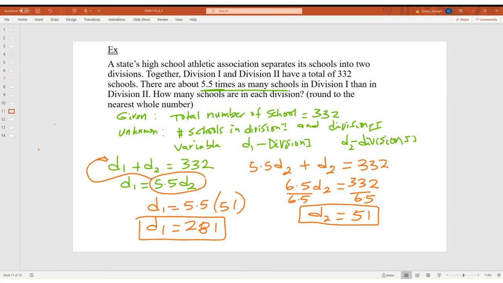Any question on how we strategize: figure out what is given, find out what is unknown, assign a variable for the unknown, write the equations. There are two equations. One is the overall general equation, which tells you the two divisions have 332 schools. The second equation relates Division 1 and Division 2, which says Division 1 is 5.5 times Division 2. Then substitute, S stands for substitute, and solve the equation. Finally, because we know Division 2, we can easily figure out Division 1.